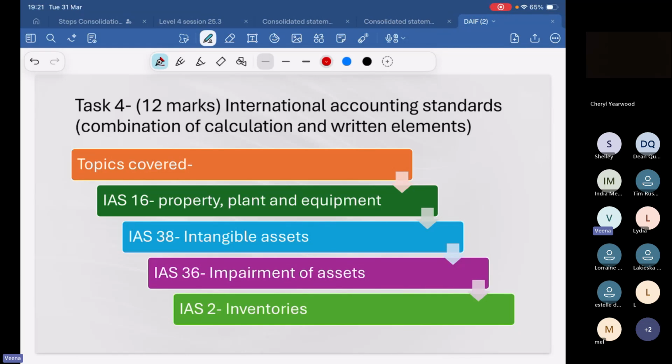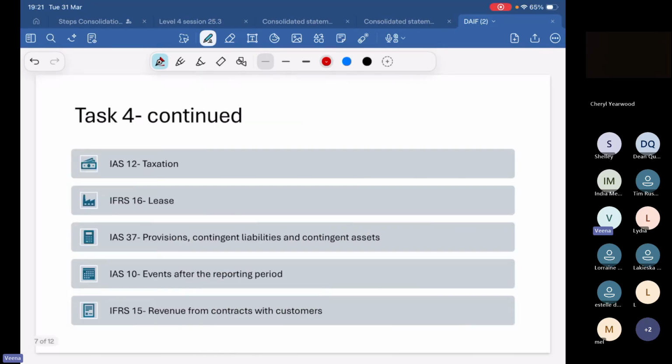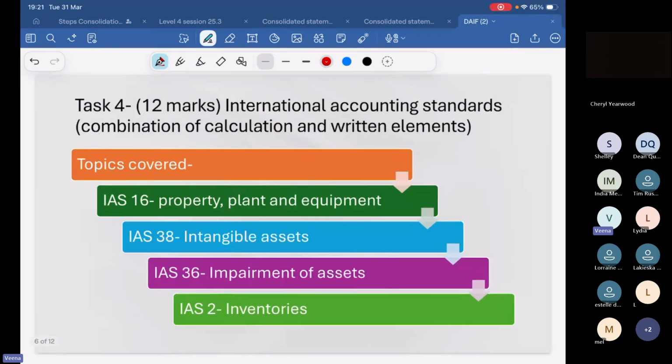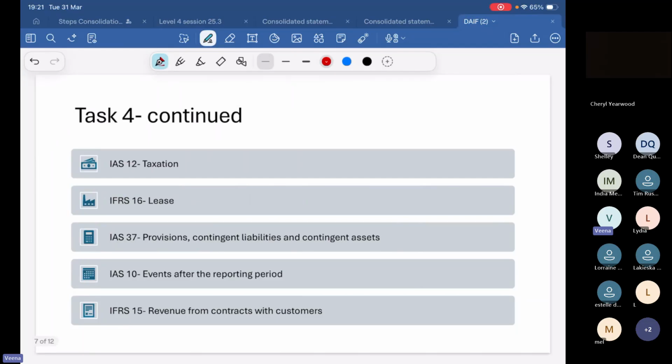And the next part is task 4 continued. So this is more on the liability side of things. This was more on the asset side of things. This was more on the liability side of things. So IAS 12 teaches us or mentions the rules about taxation. IFRS speaks about the lease. So when an asset is bought on lease, if you think about planes, these airline companies, when they buy these flights on lease, or these lorry companies, logistics companies which buy these lorries on lease, how do you record them?